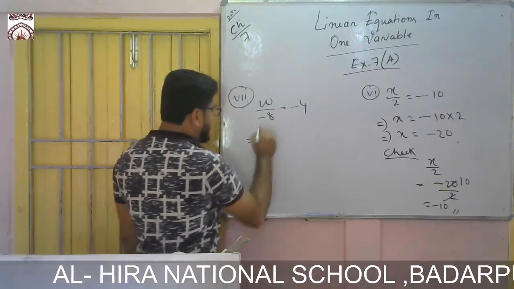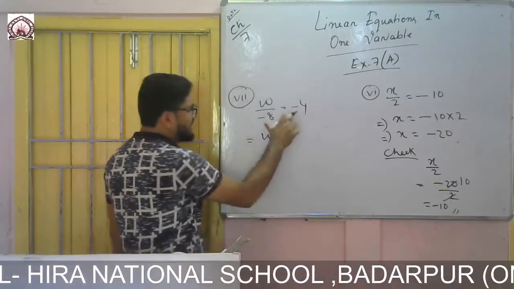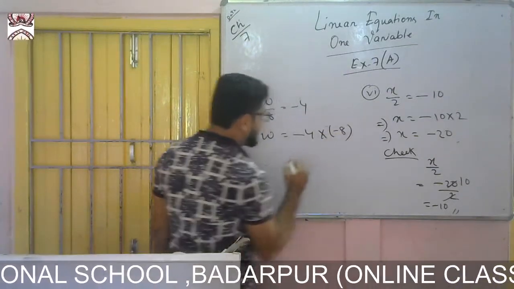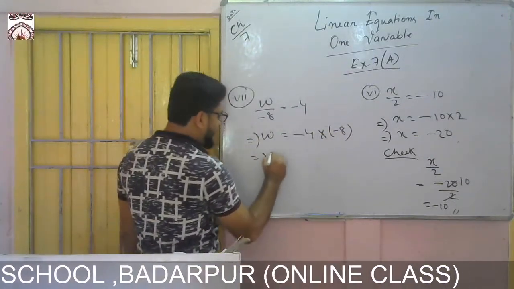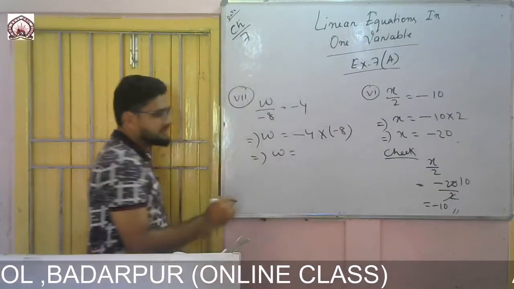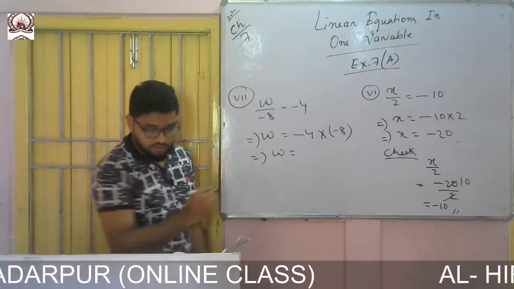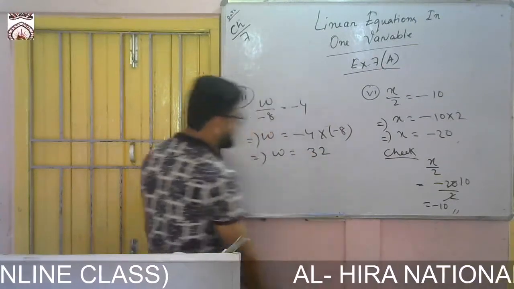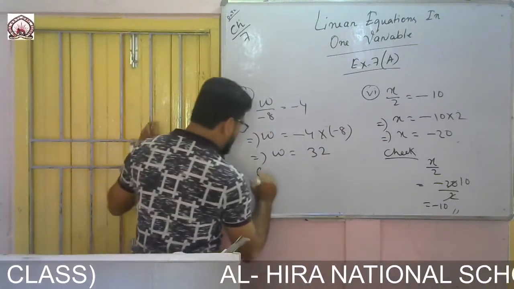So W equals what? This will go by multiplication, minus 8. Okay. So W equals 32. 4 8s are 32. And minus minus is plus, so it will be plus 32. Okay. So now you check the answer.